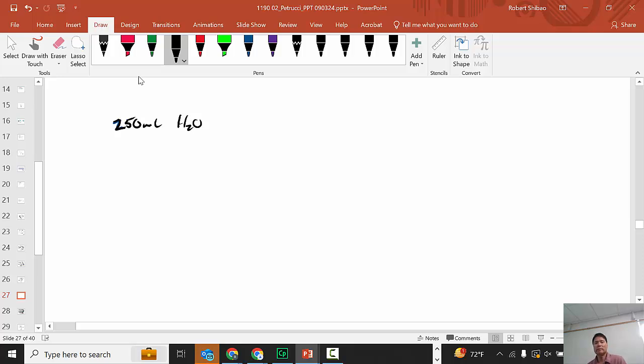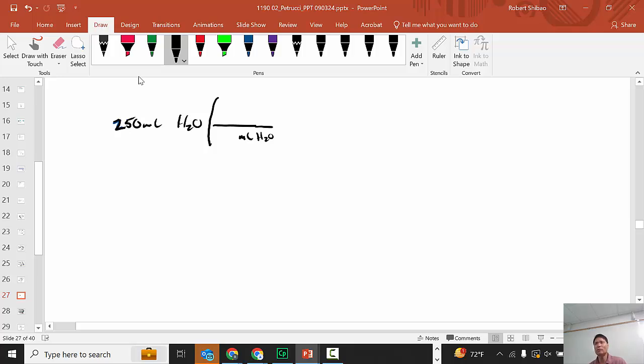So we have 250 milliliters of water, and then we need to get rid of milliliters of water. Actually, there is something that gets rid of milliliters of water. Do you know what we can convert that to? Grams. Because everybody should know the density of water.